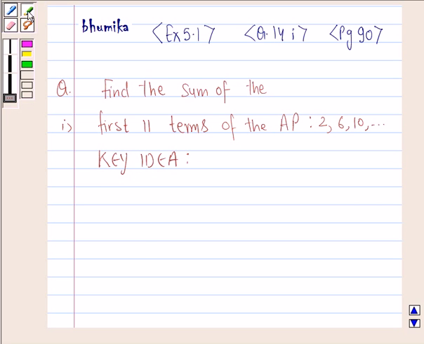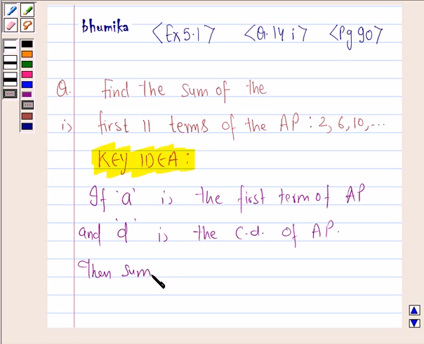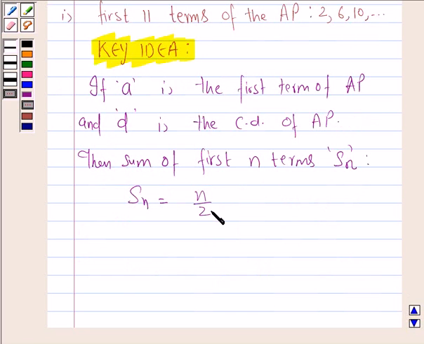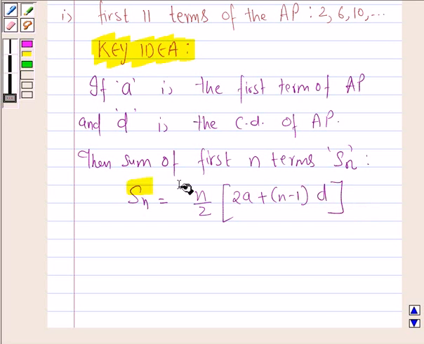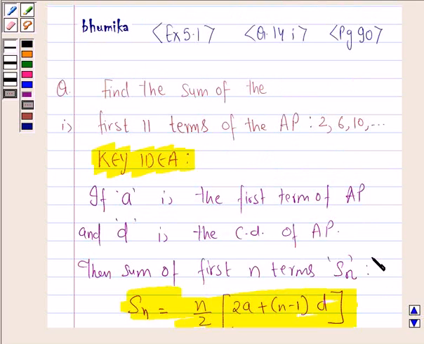Now we know, if A is the first term of the AP and D is the common difference of the AP, then the sum of the first n terms, the notation is Sn, this is the standard notation. Sn is equal to n by 2 into 2A plus n minus 1 into D. This is the formula to find the sum of the first n terms where A is the first term and D is the common difference, and we will be using this as our key idea in solving this. So let's begin our solution.